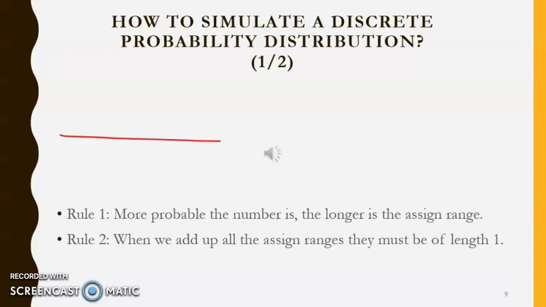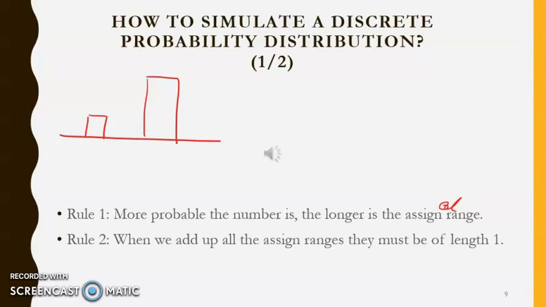Rule 1: the more probable the number is, the longer is the assigned range. So what does it mean? It means that if you are simulating a discrete probability, again, the reason I'm not elaborating on this discrete probability is because we discussed all these things last week. If you are not caught up, go and check last week's videos and PowerPoints.